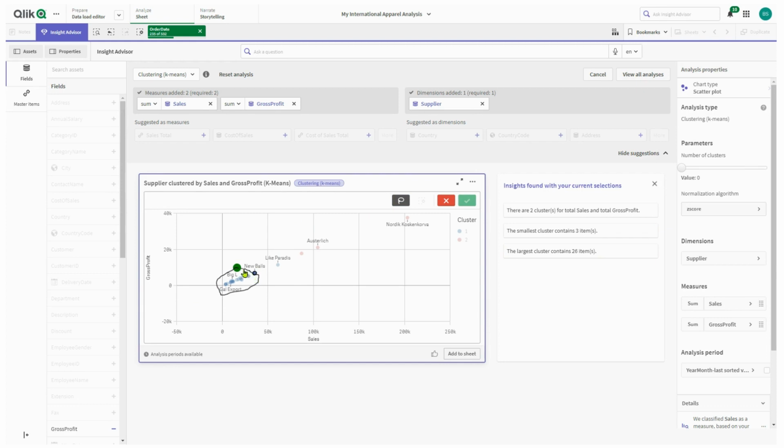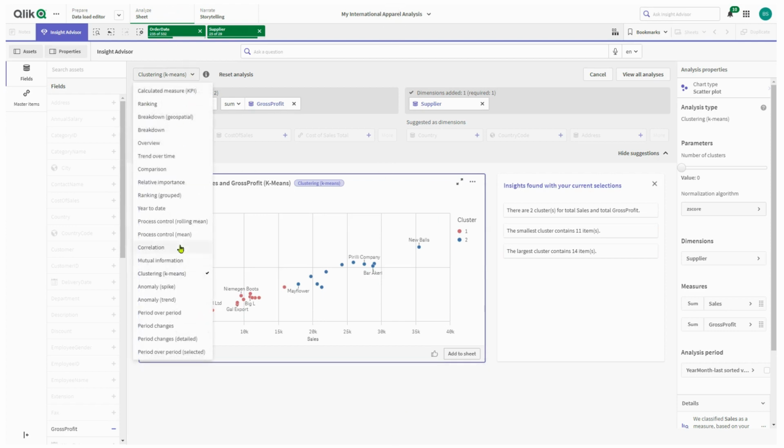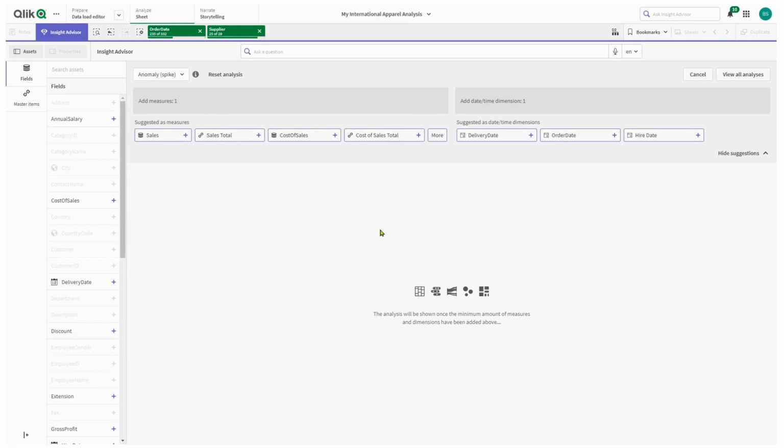And we can have a look at some of those less profitable and less sales suppliers to have a look at them. There's some that are really quite low. So it's, again, an opportunity to go and investigate.